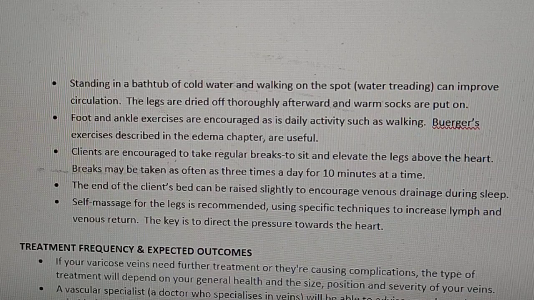Self-massage for the legs is recommended, using specific techniques to increase lymph and venous return, lymph fluid and blood in the veins. Okay, the key is to direct the pressure towards the heart. So you're going to teach your client to do a slight massage on the area, and the direction is towards the heart.